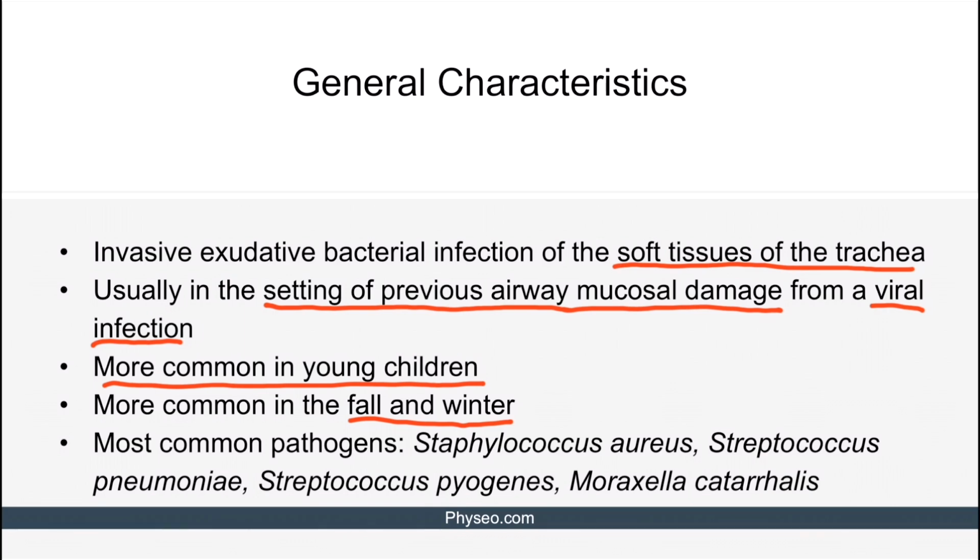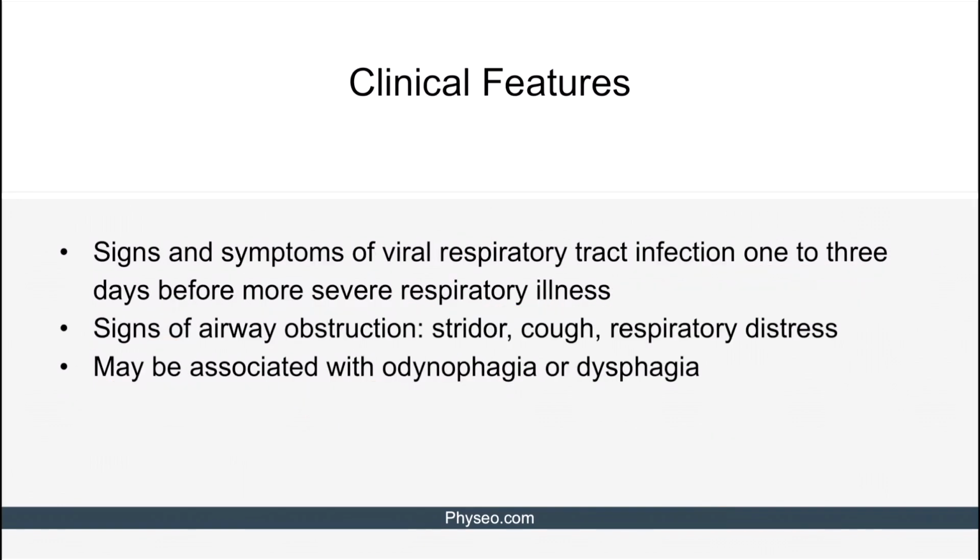The most common pathogens associated with bacterial tracheitis include Staph aureus, Strep pneumoniae, Strep pyogenes, and Moraxella catarrhalis. Bacterial tracheitis will usually have signs and symptoms of a preceding viral respiratory tract infection 1 to 3 days prior to the onset of bacterial tracheitis.